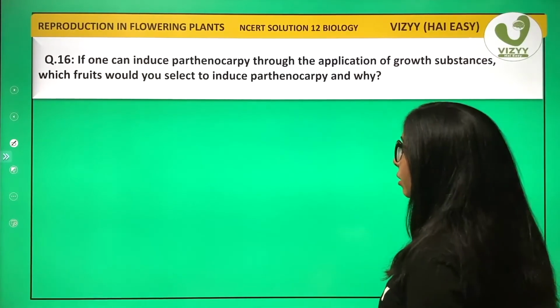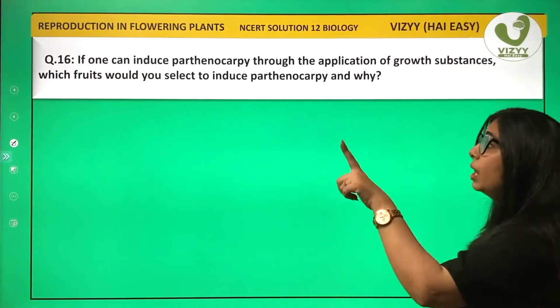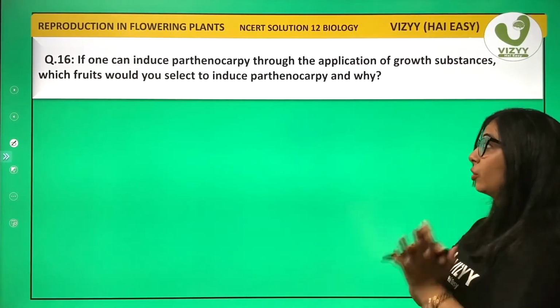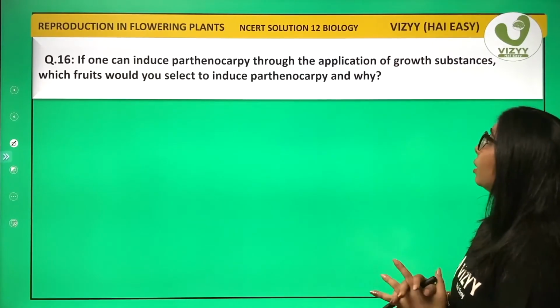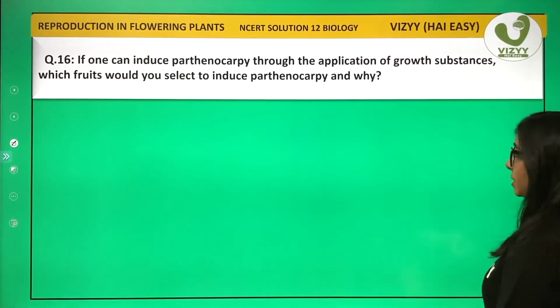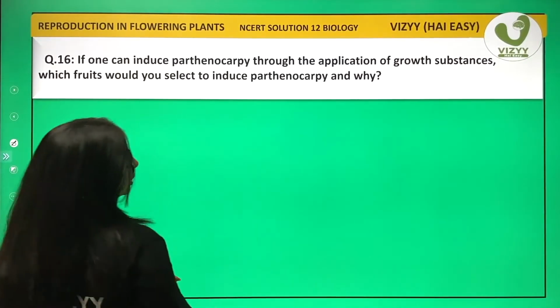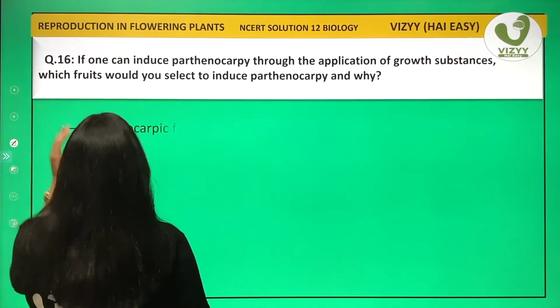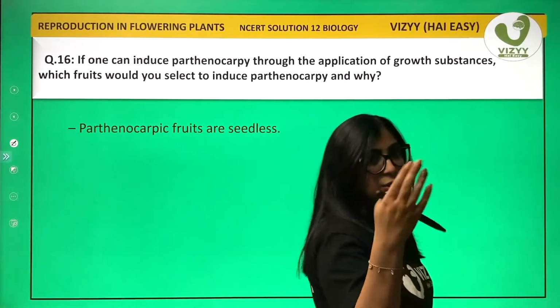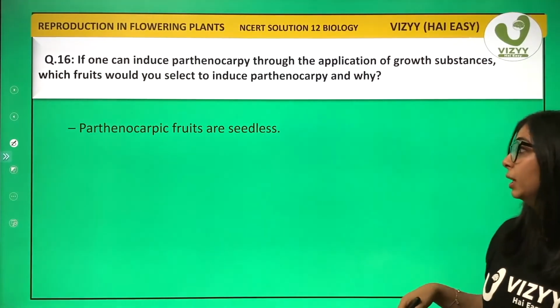Question 16 is, if one can induce parthenocarpy through the application of growth substances, which fruit would you select to induce the parthenocarpy and why? So to answer this question, we need to know what is parthenocarpy.